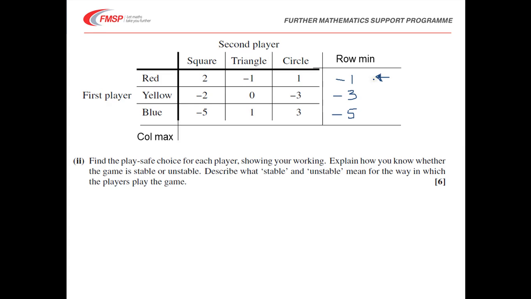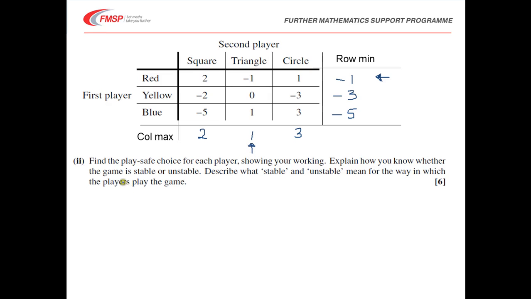And similarly for the second player, we take the maximum. So the maximum there is 2, is 1 and is 3. And we then want to take the minimum, because that means that he's going to lose the least. So that's the first place.